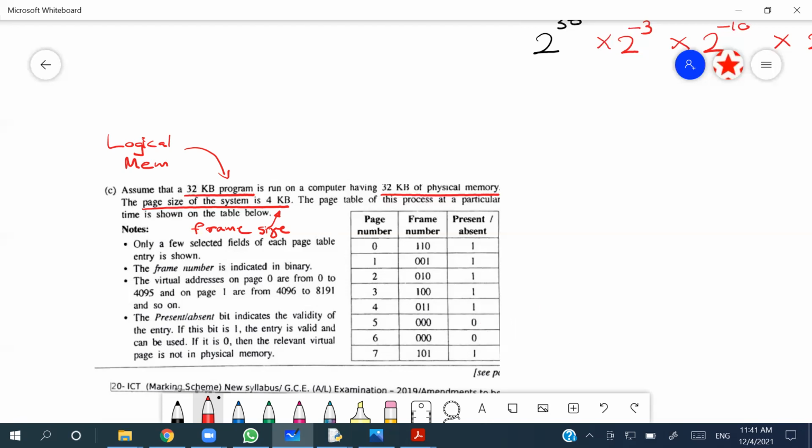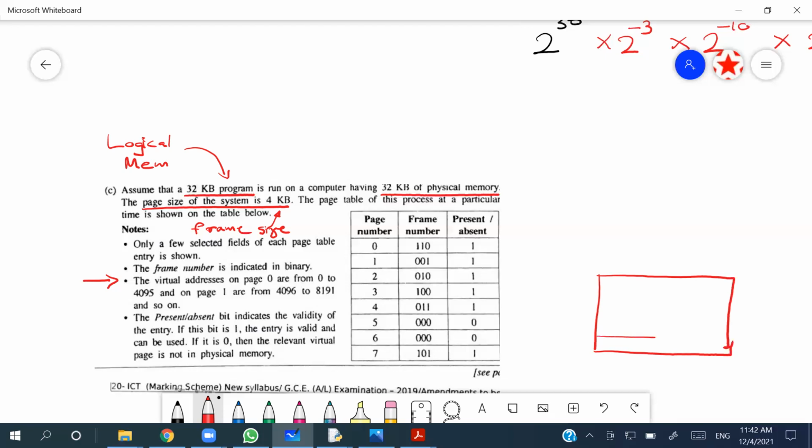Then it says the frame number is indicated in binary. So 110, 001, 010, 100, all these things are indicated in binary. Then here comes the important part. The virtual addresses on page 0 are from 0 to 4095, and on page 1 are from 4096 to 8191. So if we take this as the first page, or the 0th page, it has the virtual addresses of 0 to 4095.